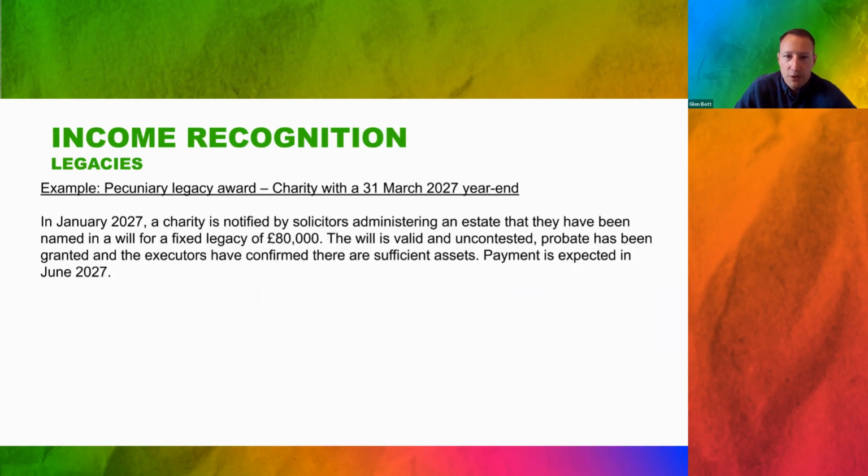So a couple of examples on legacy income. The first one, quite a simpler one, is a pecuniary legacy award, and it's a charity with a 31st of March 2027 year end that's receiving it. So in January 2027, before the year end, a charity is notified by solicitors that they've been named in a will for a fixed legacy of 80,000. The will is valid and uncontested, probate's been granted, and the executors have confirmed that there are sufficient assets. Payment is expected in June 2027, so post year end.